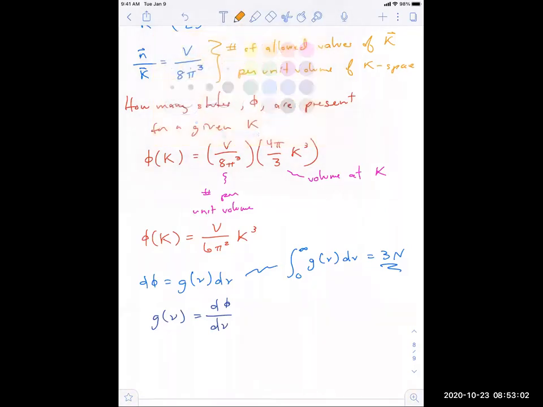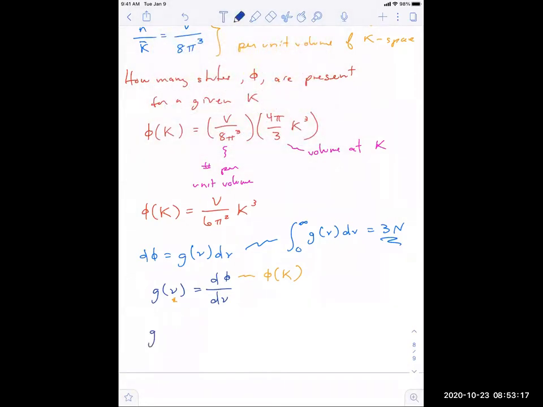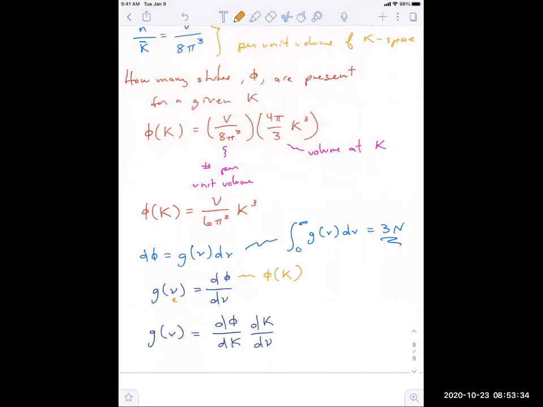So far I only know phi of k, but I really want to be in this frequency space instead of wave vector space. So I can perform a simple variable exchange. So g of nu is then equal to d phi dk times dk d nu. And I don't know yet what this dk d nu looks like, but at least now I'm getting closer to figuring out what this density of states is.